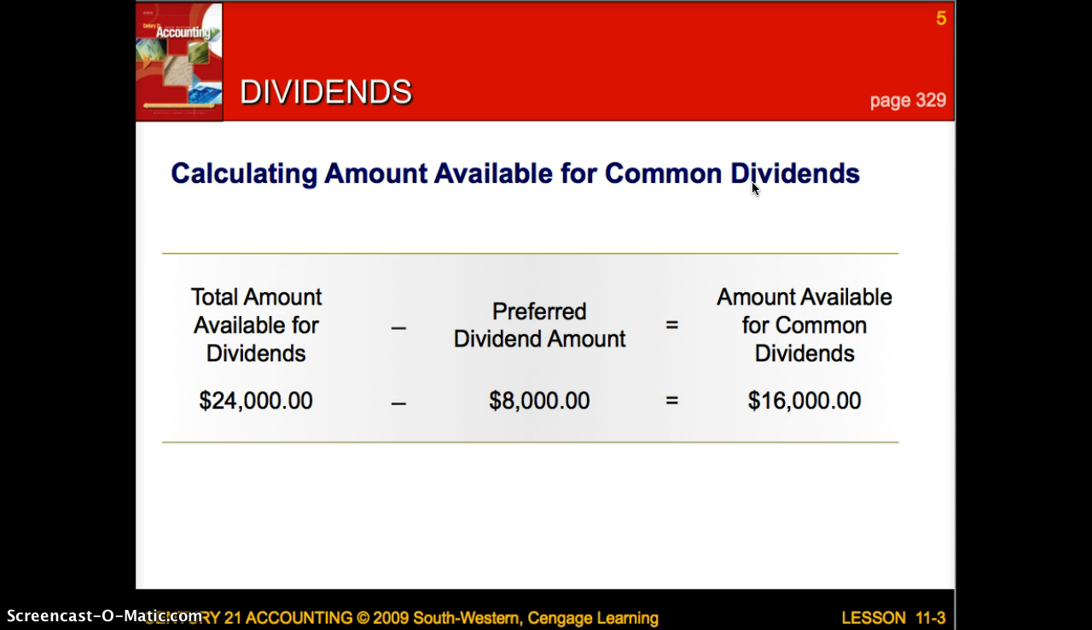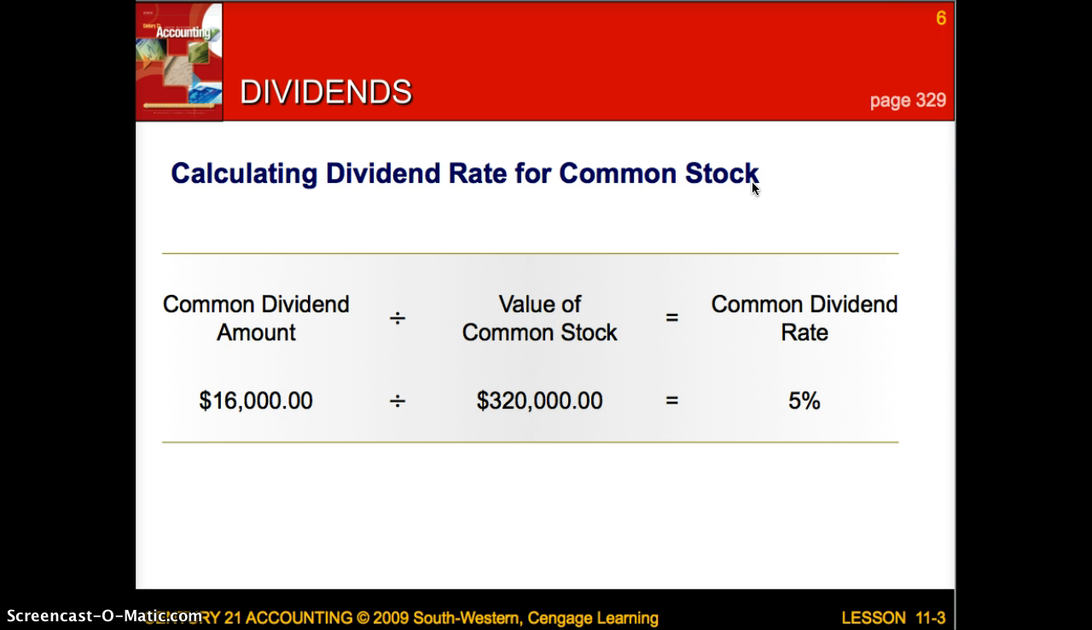To figure out how much we can give out in common stock, we need to take our total available for dividends, which was that 24,000. That is what they have decided that they are going to give out in dividends this year. We will subtract our preferred amount that we already figured out, and the amount that we are able to give out in common dividends is 16,000. Then we'll take our common dividend amount, 16,000, and divide that by the value of our common stock to figure out what our common dividend rate is. So when we take 16,000 divided by 320,000, we get 5%. So our rate for preferred stock is 8%, and our rate for common stock is 5%.